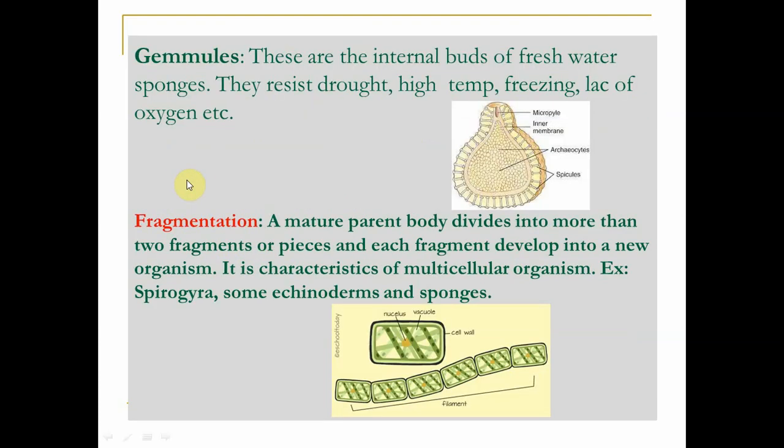But one more word is there, that is gemmules. Gemmules are a kind of buds which develop inside the body of sponges. These are the internal buds of freshwater sponges. They resist drought, high temperature, freezing, lack of oxygen, etc. So in unfavorable conditions, the sponges produce internal buds called gemmules, which later come out from the body and develop into a new individual. Here is a figure of a gemmule.